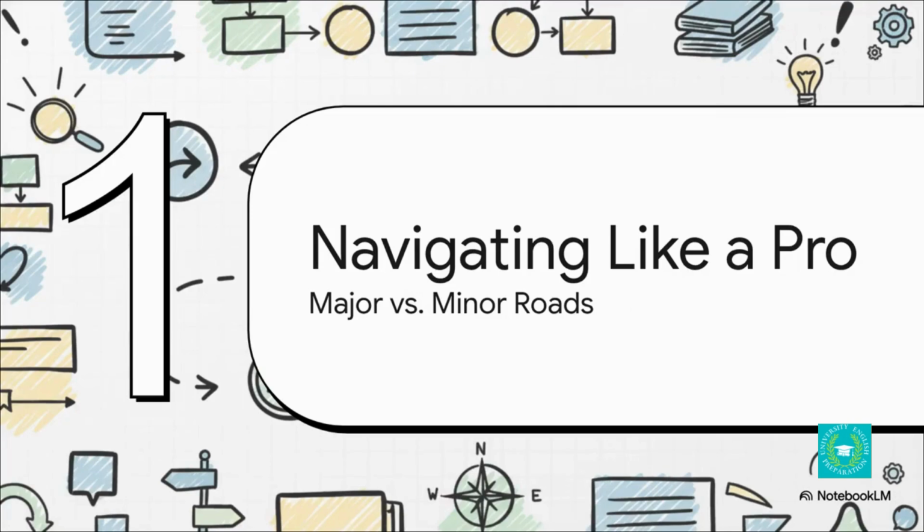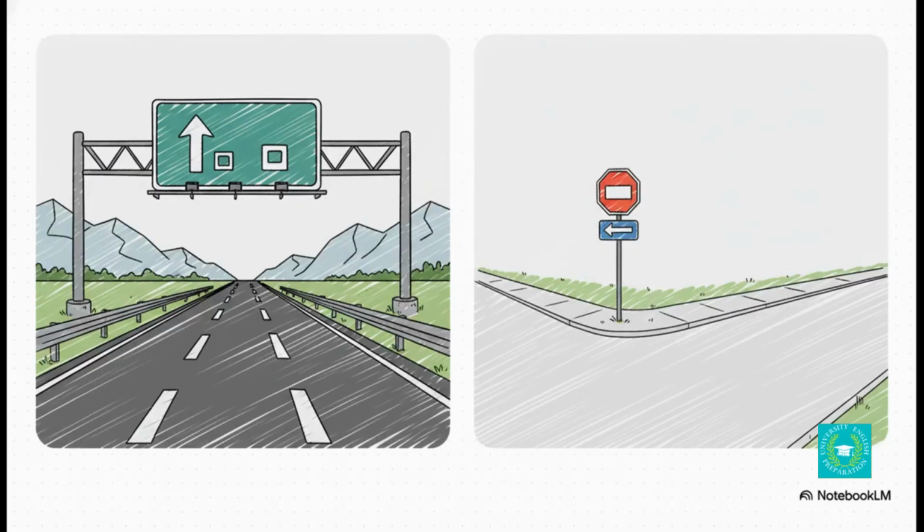All right, so once you've got these basic signs down, it's time to level up and learn how to navigate like a pro. And what that means is understanding the really crucial difference between guiding your reader on the big main highways of your argument versus the little local streets inside each neighborhood. And this difference is so important.